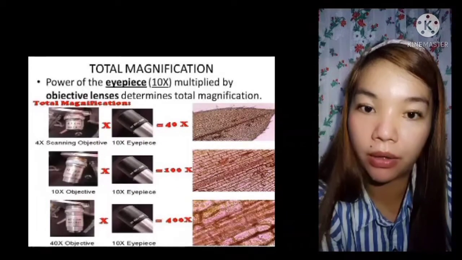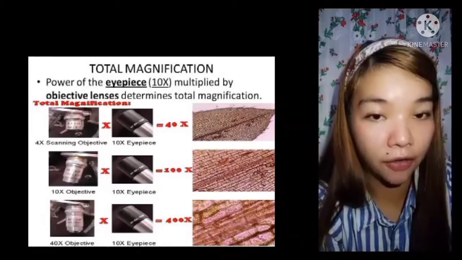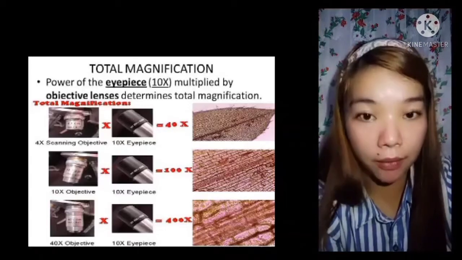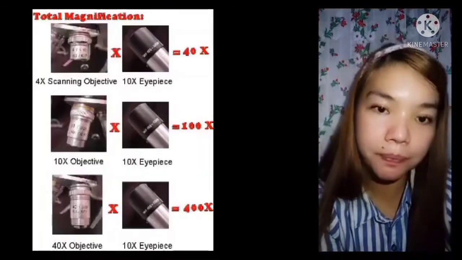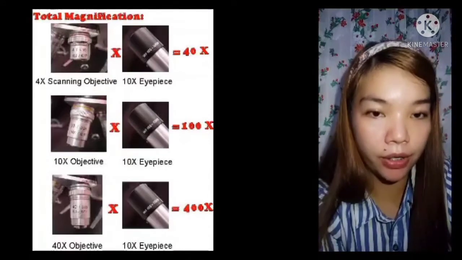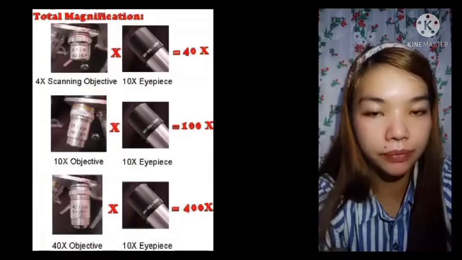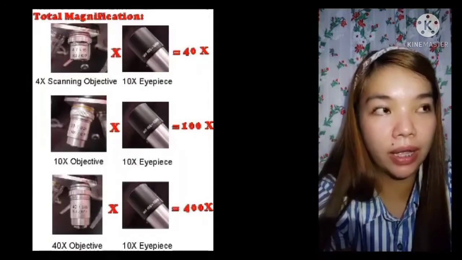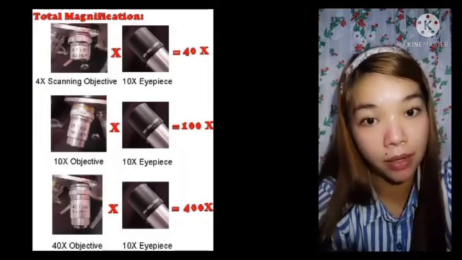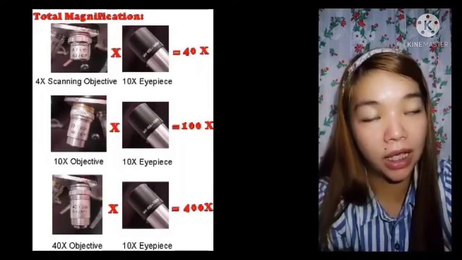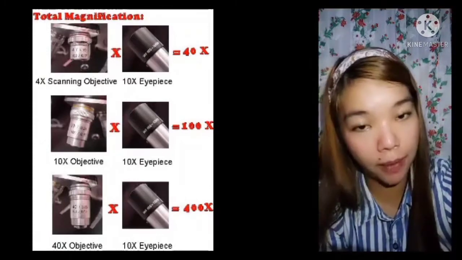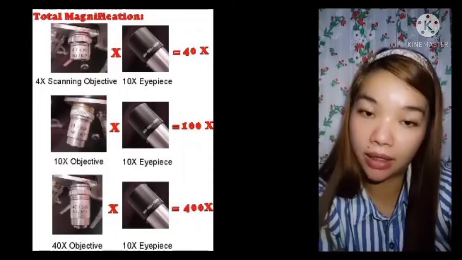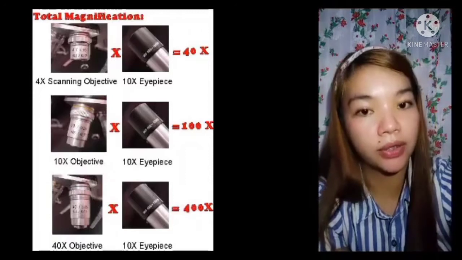So what is objective power? Objective power is the size of the image. As easy as that, eyepiece power multiplied by the objective power. For example, the low power has an eyepiece power of 10x multiplied by its objective power of 10x also. So 10x multiplied by 10x is equal to 100x.